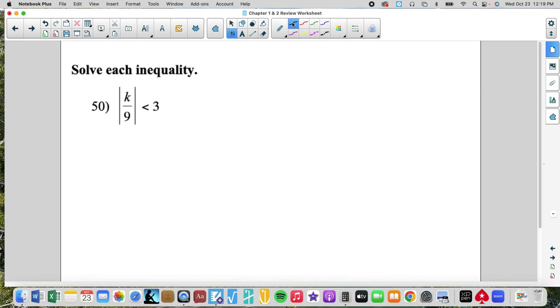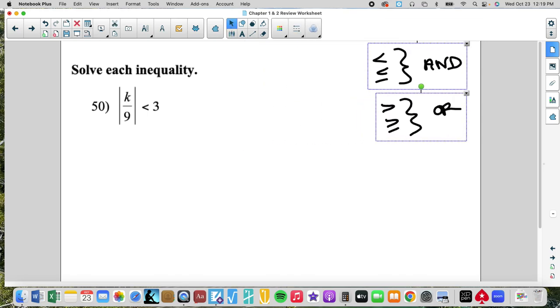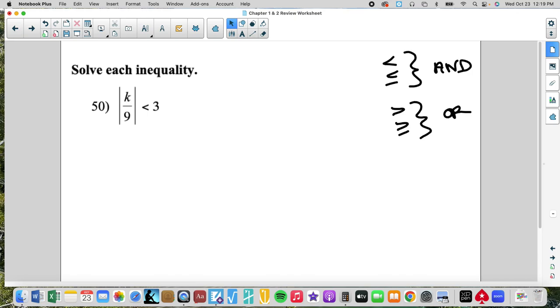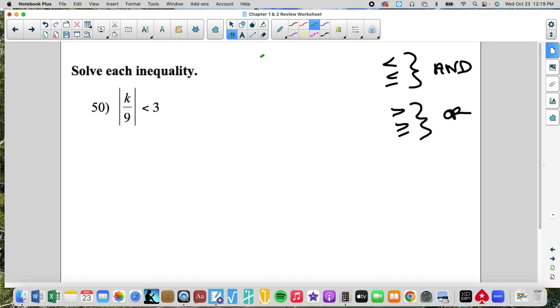Okay. Absolute values, less than. So what we need to remember, absolute values less than or equal to is going to be an and statement. Greater than or equal to is going to be an or statement. We have to remember those two key pieces of information. Remember with absolute values. So I'm going to write two statements.